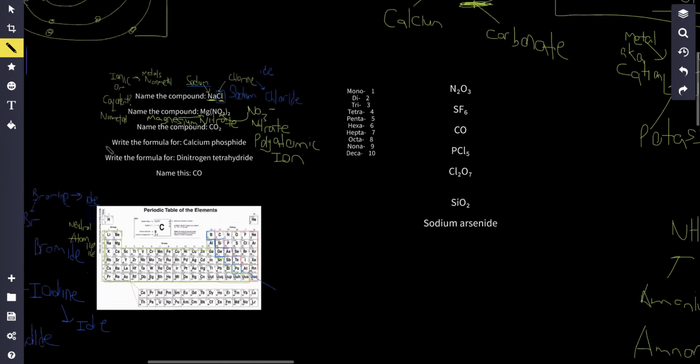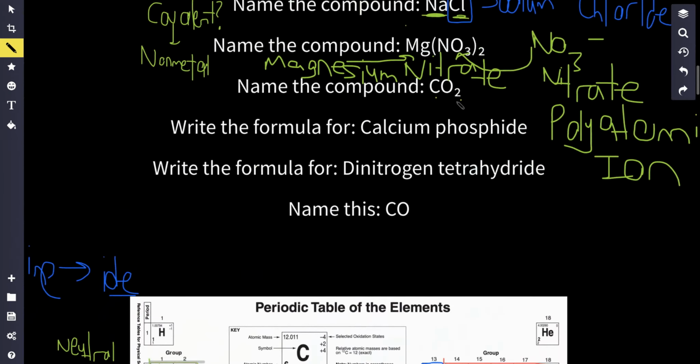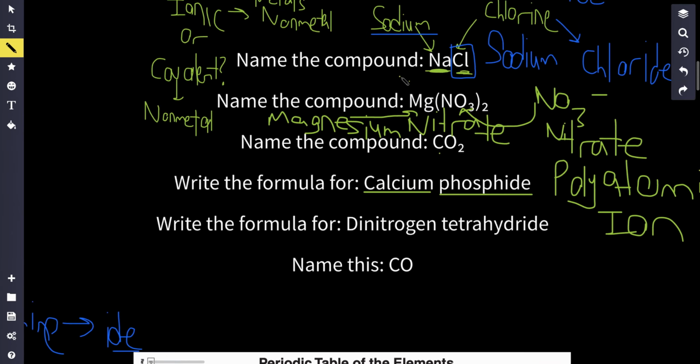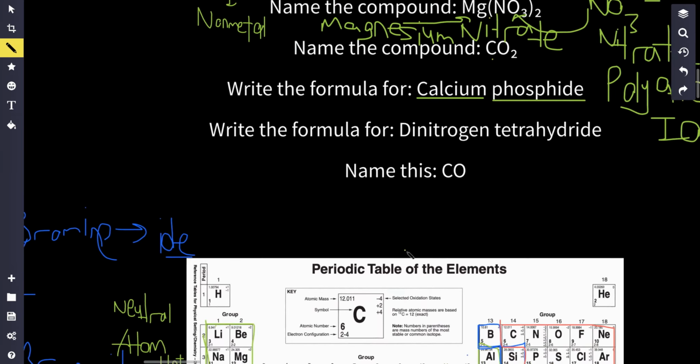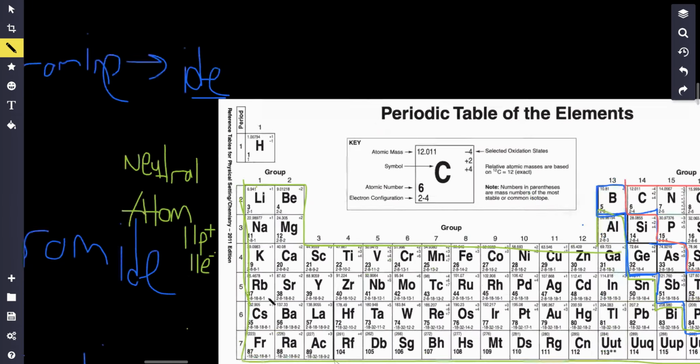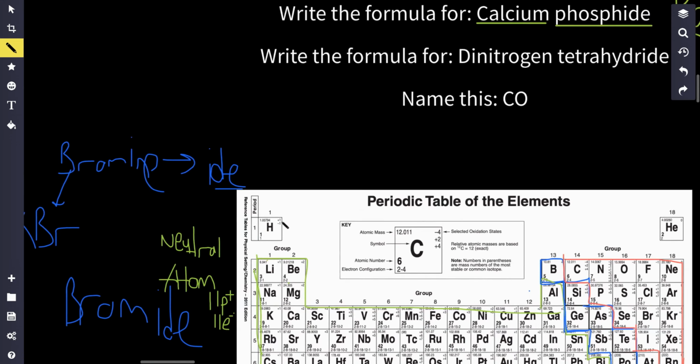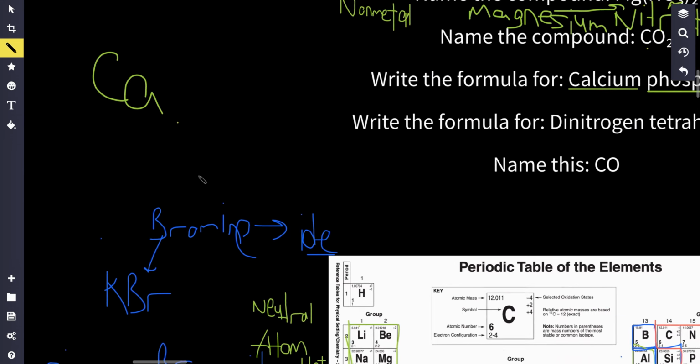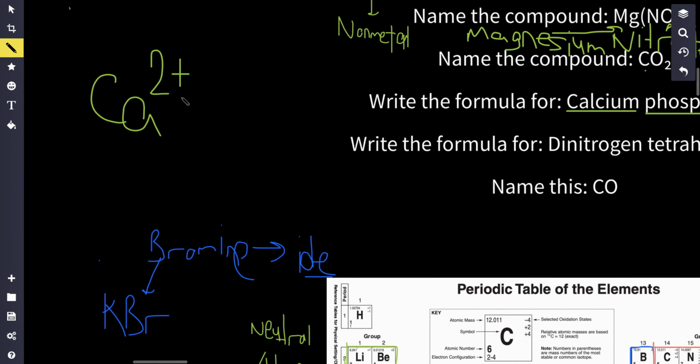Okay. Now let's see. Write the formula for calcium phosphide. So how do you write the formula? Now we know how to name the compound, but how do we actually write out the compound for an ionic compound? Now calcium right over here. Notice how calcium is on group 2 of the periodic table. That means that calcium likes to give away 2 electrons.